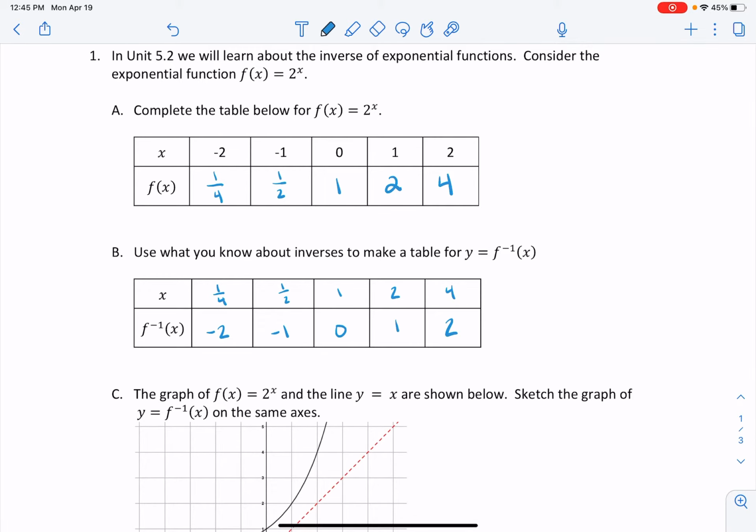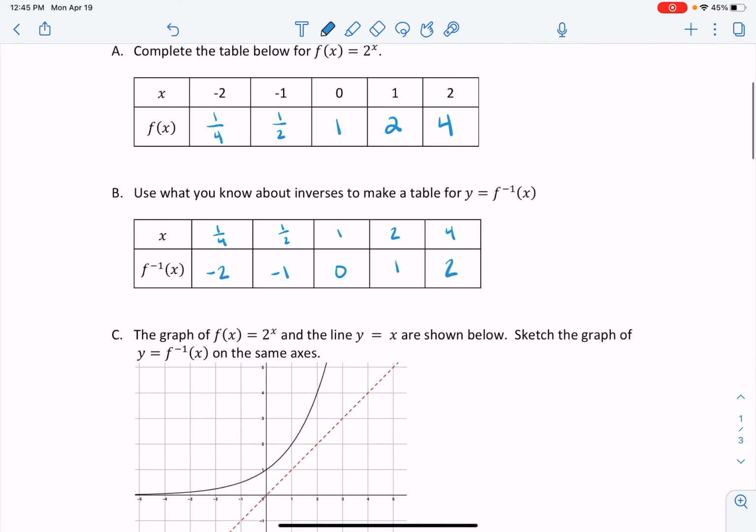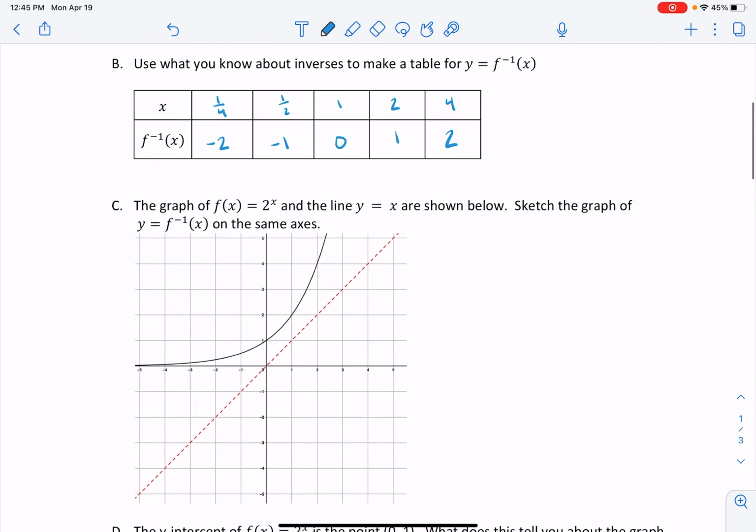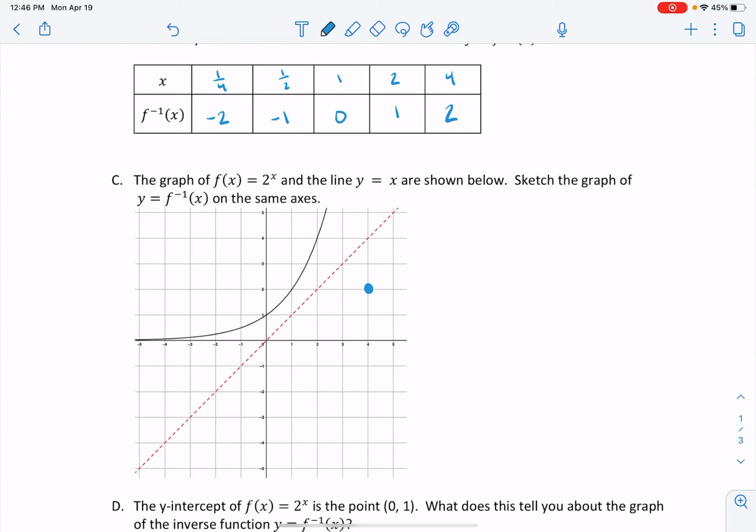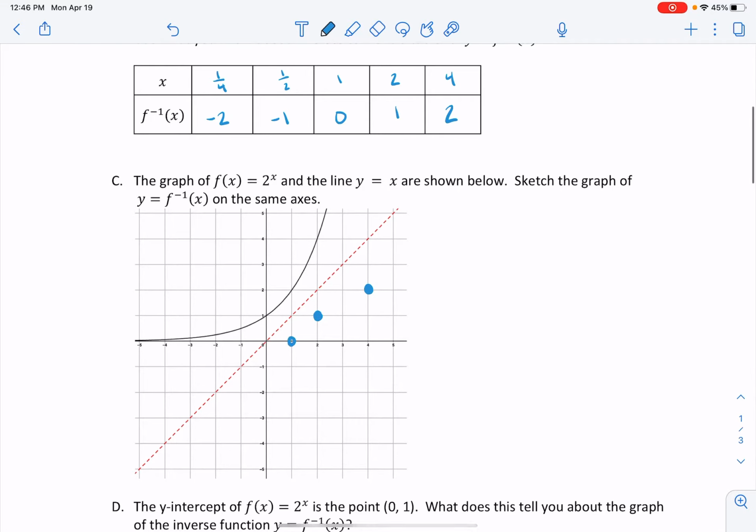Then it asks us to graph this. So we've got the original function right here, 2 to the x power. So let's go ahead and graph the inverse. I think I'm going to start with some of the points that don't have a fraction first. So we've got 4, 2, which is right here, 2, 1, and 1, 0.